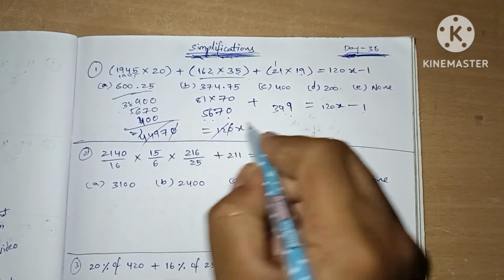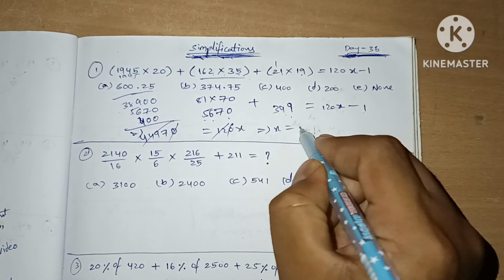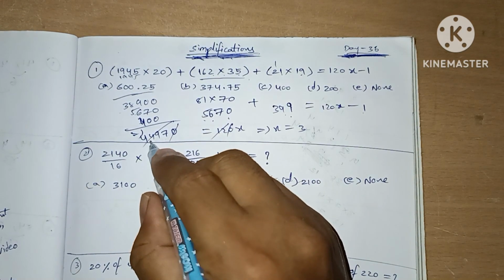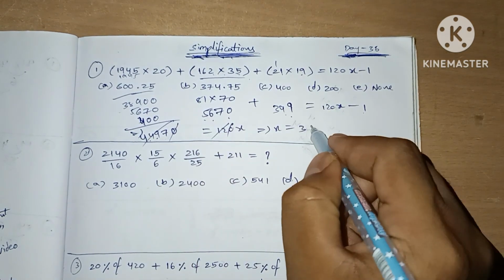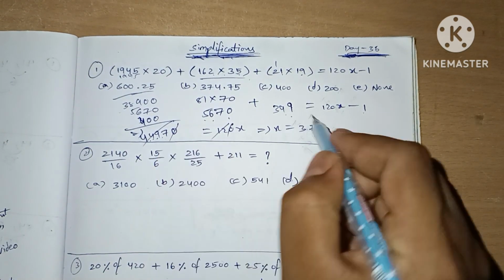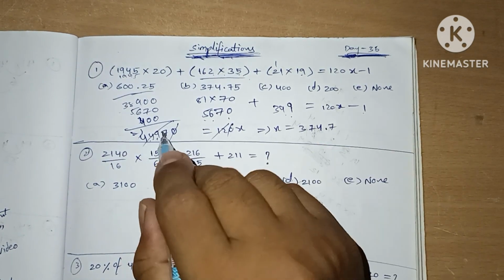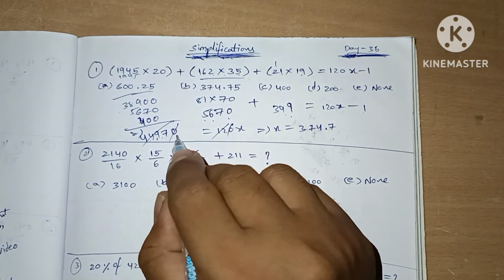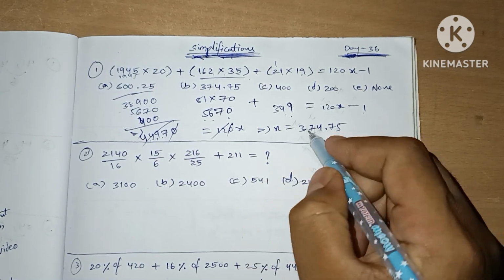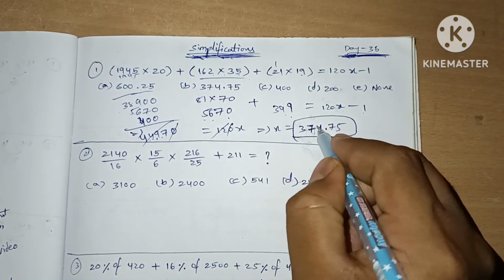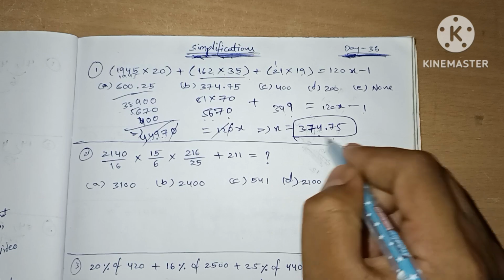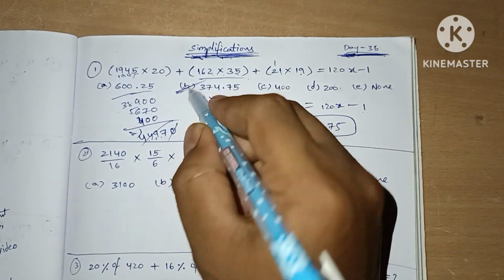12 3 times is 36 and 7 times and 4 times 0.7 times 84. We got 60. 60 means 5 times. So our answer will be 374.75 is our answer. Option B is our answer.